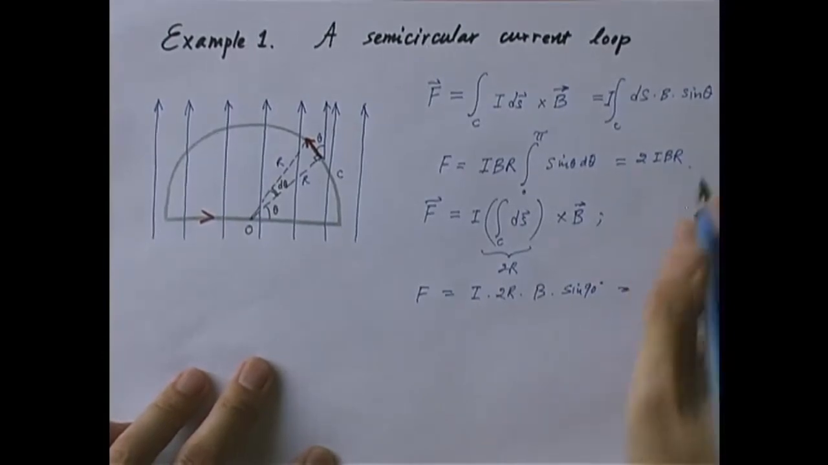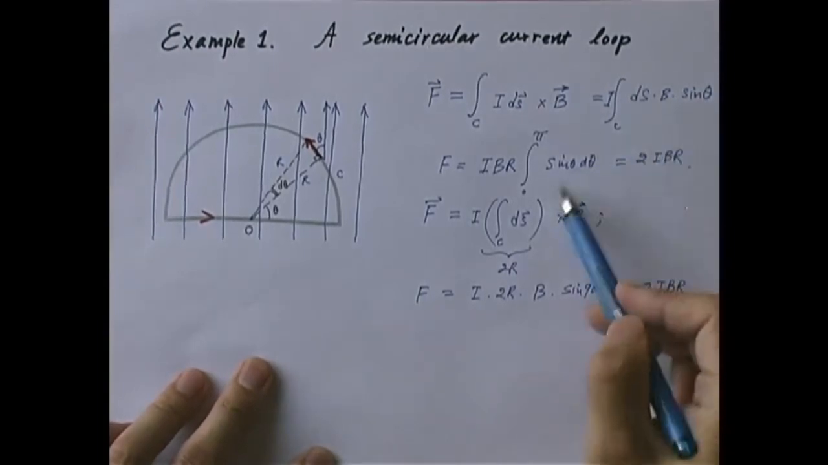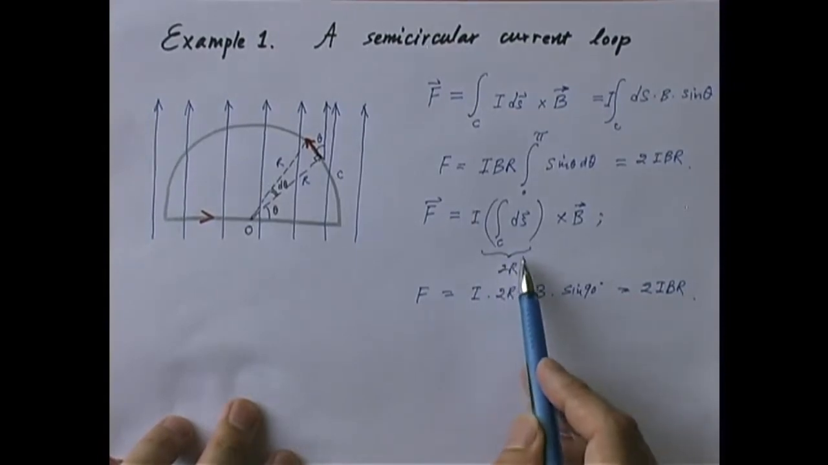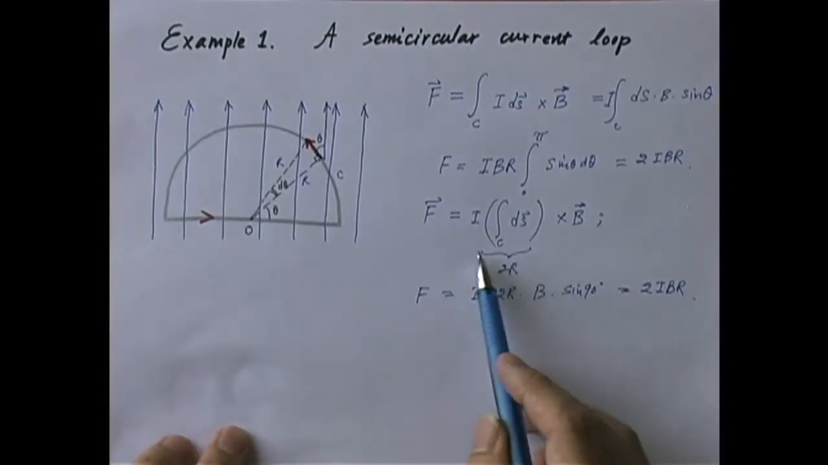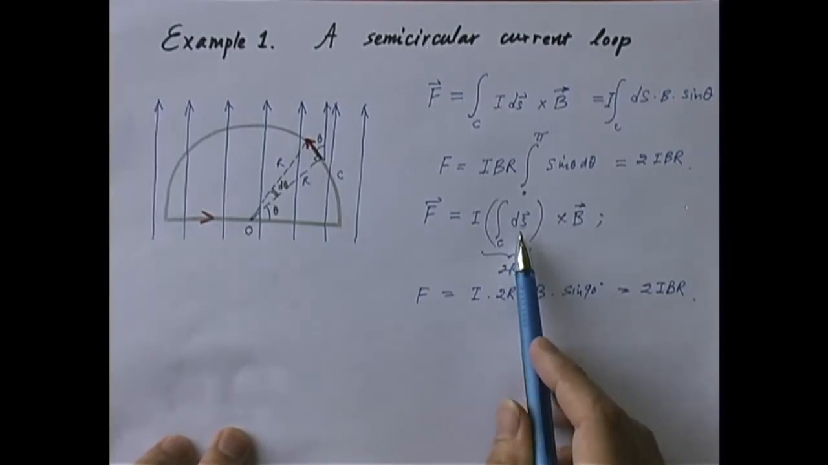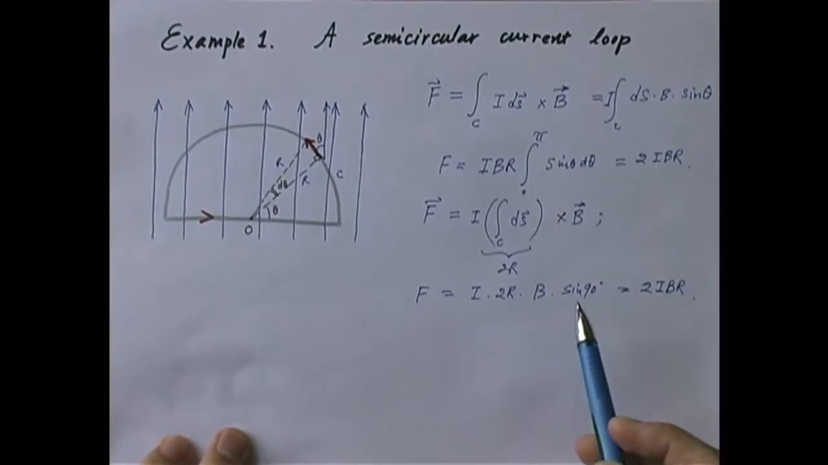Isn't that the same as that? 2IRB is the same as that. We don't even have to finish this integral. Just integrate and figure out the result of this integral over ds, so you can get the same result. But even that is not the simplest answer.